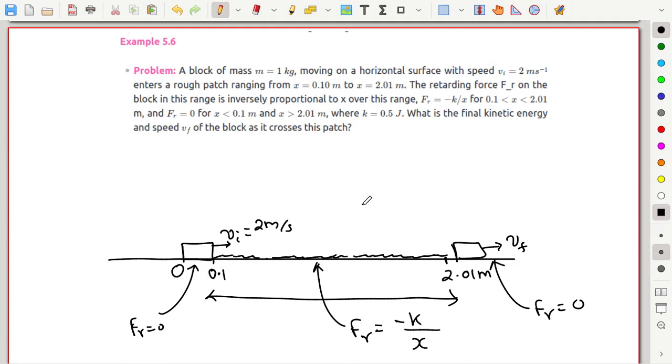So examples 5.7, 5.8, 5.9. Okay, these three examples I have already worked out in videos number 5, 6 and 7, along with the theory class.